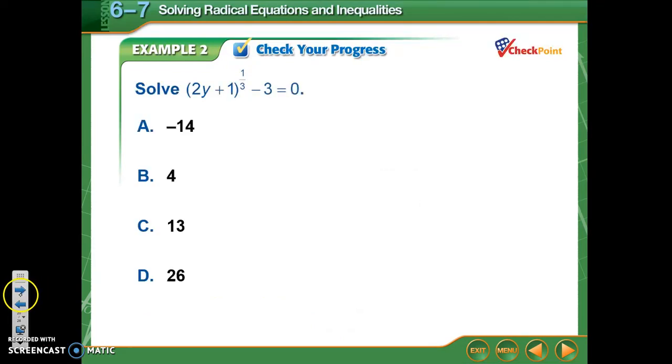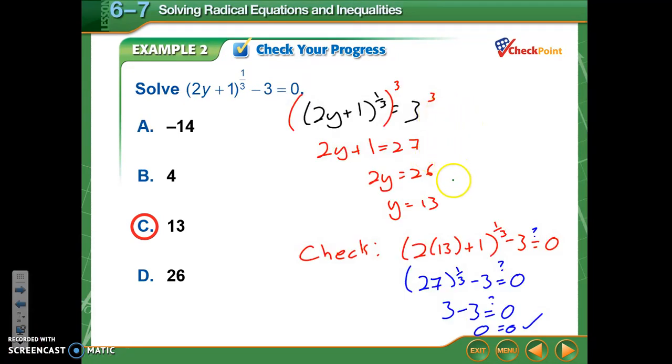Okay, so you guys try a cube root equation. Try this one. Your answer here is 13. And here's the work for getting to 13. And then also, again, you have to check.